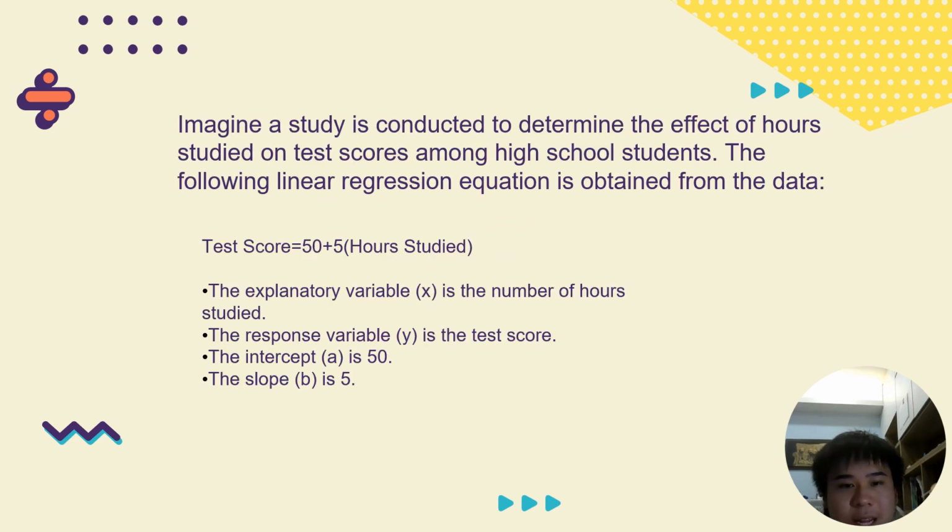So this is the example I stated. Imagine a study conducted to determine the effect of study time on test score among high school students. The following linear regression equation is obtained from the data. The response variable is Y, the explanatory variable is X. 50 is your intercept, so you start with that, a student with 0 hours of study. Then plus 5 points for every hour of study. So for example, if you study for 5 hours, that's 5 times 5, 50 plus 25, 75. You will score a 75 on your test.